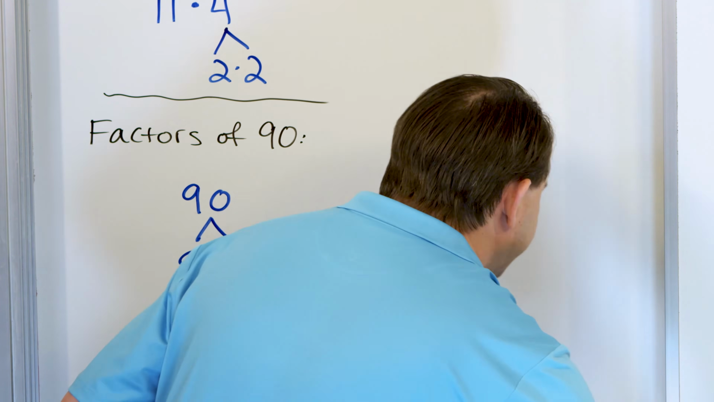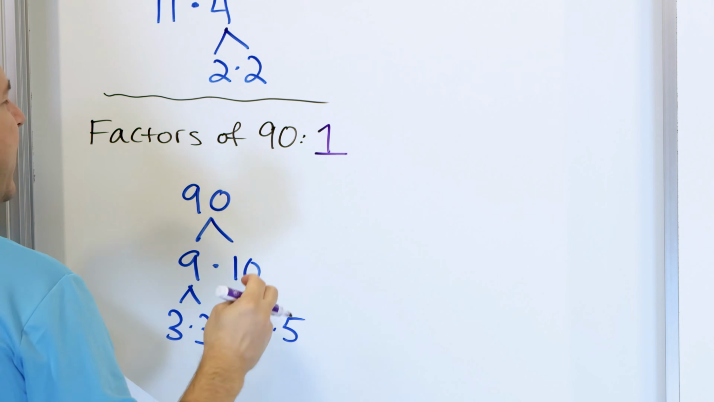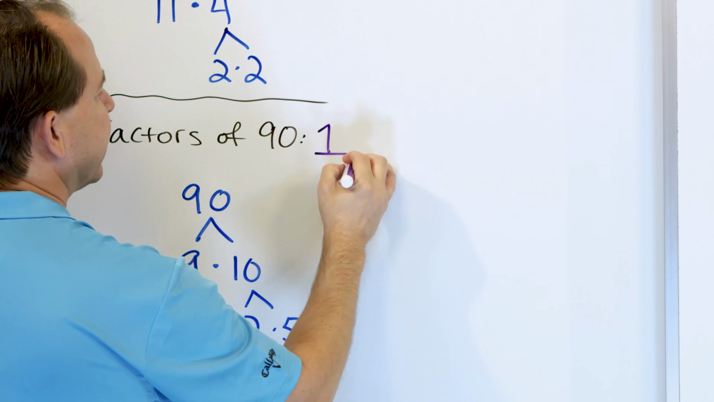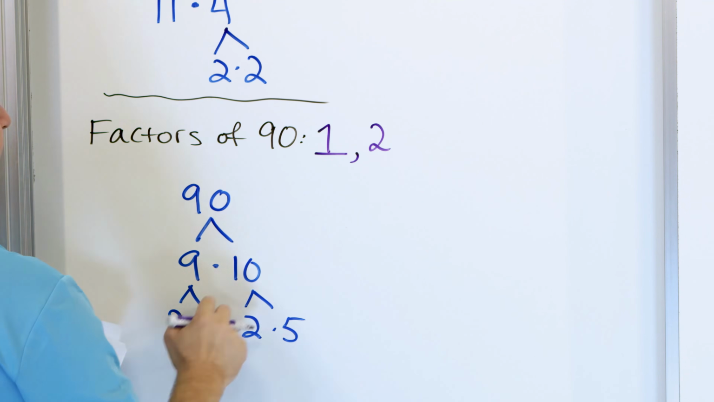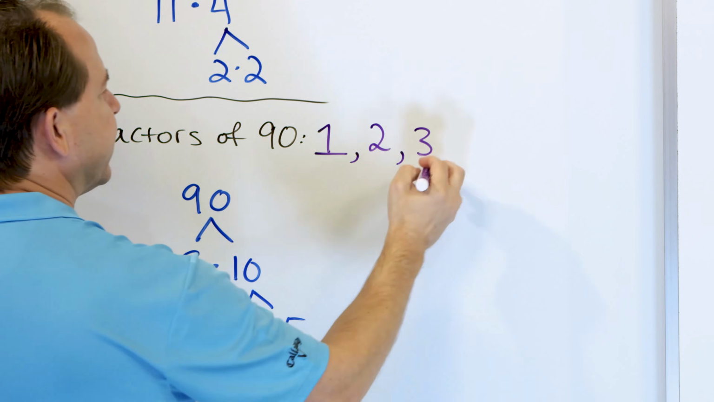All right, so let's go up here and start writing factors. 90 is just like all numbers. It has a factor that's a 1. Now I start reading off my tree. 2 is a factor, so I write that down. 3 is a factor, so I write that down. 5 is a factor.